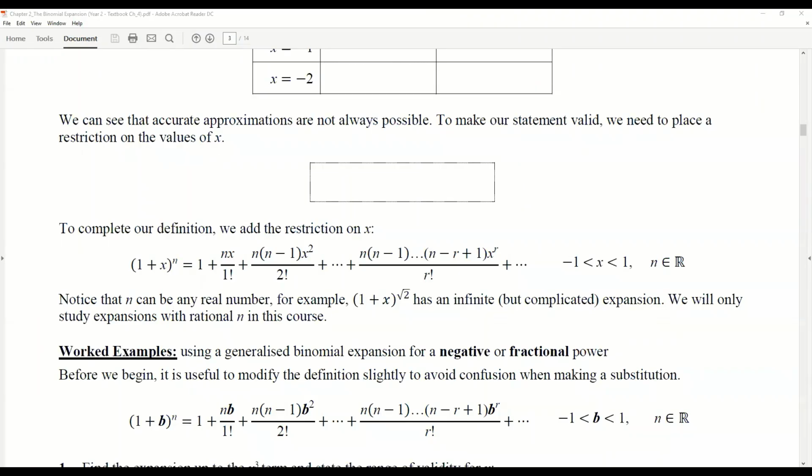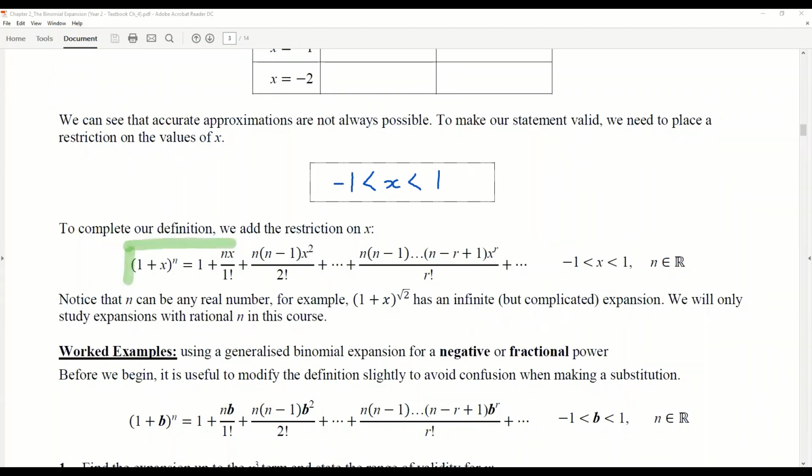So to complete our definition, we'll place our restriction on the values of x we're allowed to use. This is really important: you're only allowed to substitute in values of x between -1 and 1. Otherwise, you will get divergent series, which we do not want. So to complete our definition, we need to add this restriction. Our full definition is as follows.